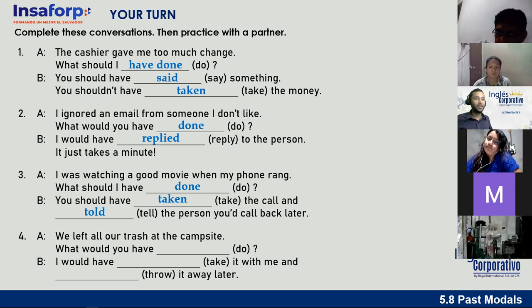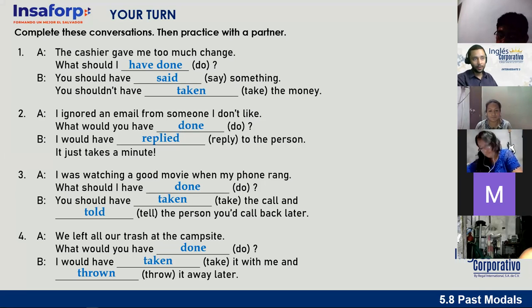Sonia, number 4A, please. We left our trash on the campsite. ¿Lo dije bien? Campsite. We left all our trash at the campsite. What would you have done? Okay, thank you, Sonia. If you want to complete B also. I would have taken it with me and thrown it away later. That is correct. Thank you, Sonia. We left all our trash at the campsite. What would you have done? And the other person says, I would have taken it with me and thrown it away later.